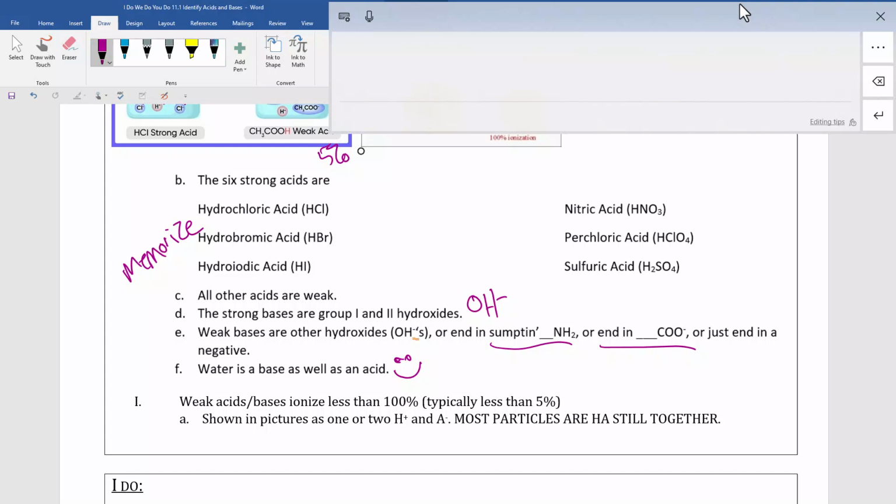Weak acids and bases ionize less than 100%, typically 5%. Shown in pictures as 1 or 2 H positives and A negative. Most particles are still HA together.